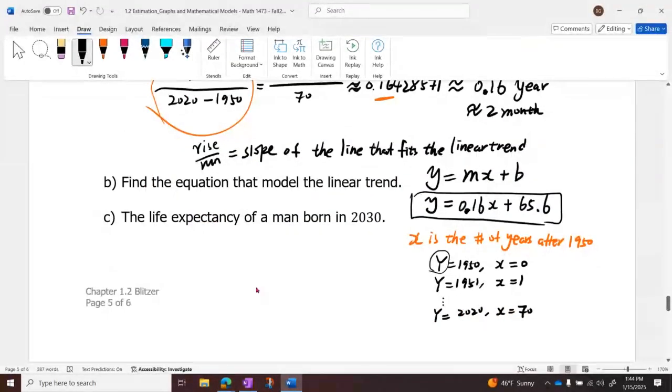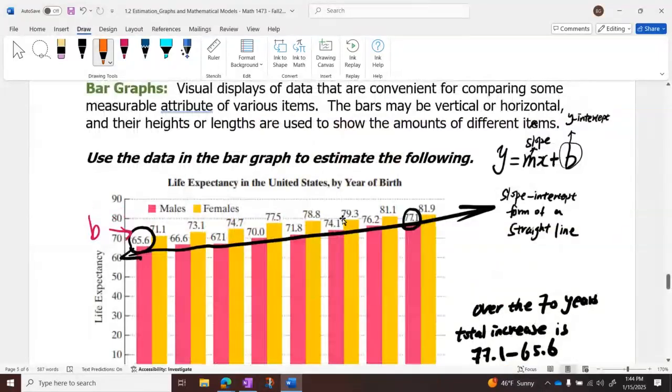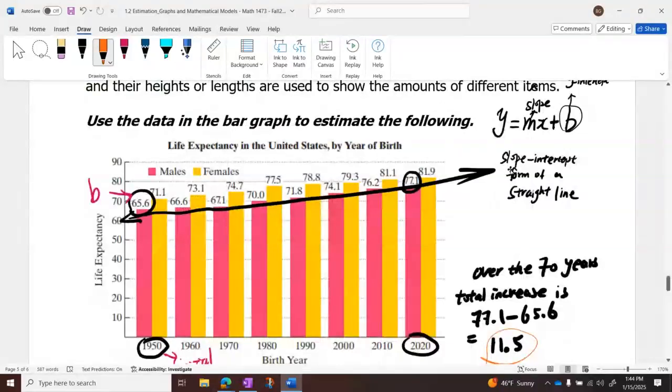So in part C, we are going to use the model we found in part B to predict. Prediction is one of the main purposes we need to do modeling. If we look at the trend, the straight line, and assume the trend continues, then we should be able to predict the life expectancy for males in the future.